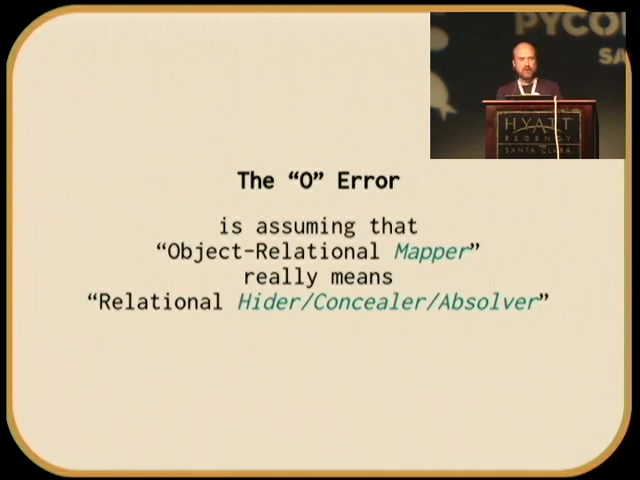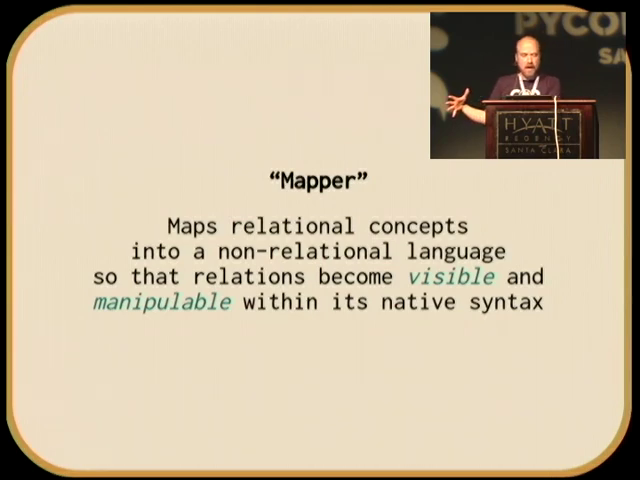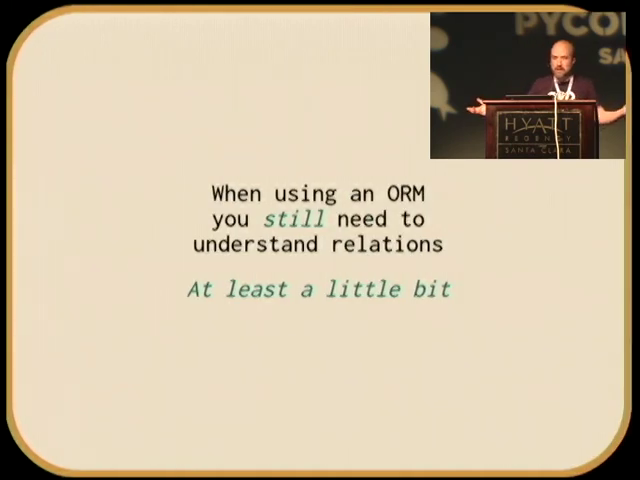It's assuming that object relational mapper, I mean, what's that? It must obviously be a magical word that means a relational hider, concealer, absolver. A mapper, I mean, surely a mapper gets me out of the business of the thing being mapped to completely. I hate to break this to you, but a mapper simply maps things. It maps relational concepts into a non-relational language like Python, not so that those concepts go away and become invisible. A mapping makes things visible and manipulable within the new syntax that's being mapped to. When you're using an ORM, you still need to understand relations, at least a little bit.